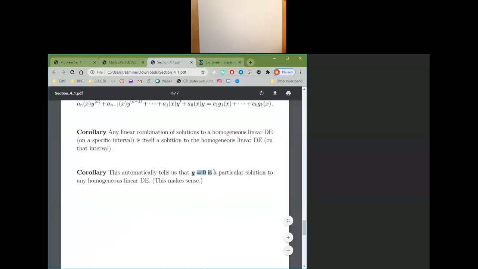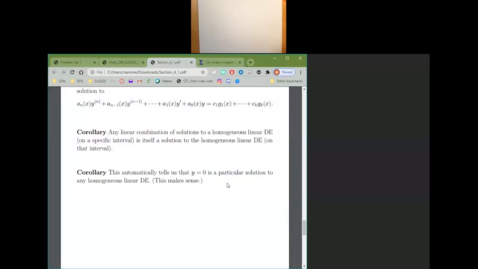And this, of course, means that y equal to 0 is a particular solution to every homogeneous linear differential equation, just like we were saying, in a typical vector field. Every vector goes through 0, 0. In the same way, in a homogeneous system, 0, 0 is always going to be a solution.